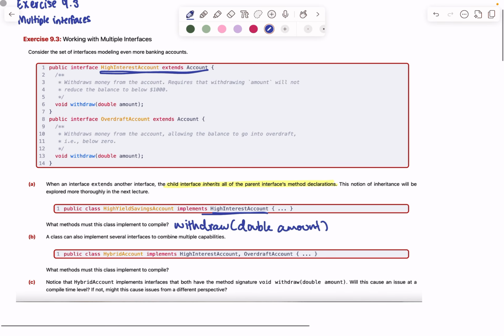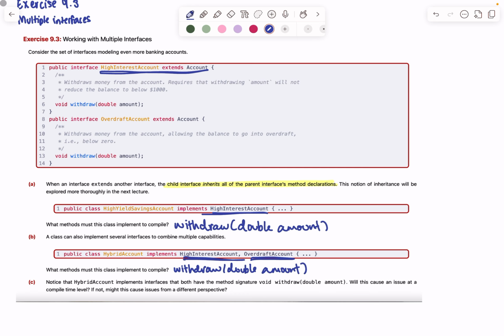So that's it for that first part. Now the second part says a class can also implement several interfaces to combine multiple capabilities. Now we're looking at the hybrid account class, which implements two different interfaces, the high interest account interface and the overdraft account interface. So from the previous example, we know that we're going to have to look at two different interfaces and then implement all of the methods in all of those interfaces. So in the first one, like we had before, we have the withdraw with the single parameter amount.